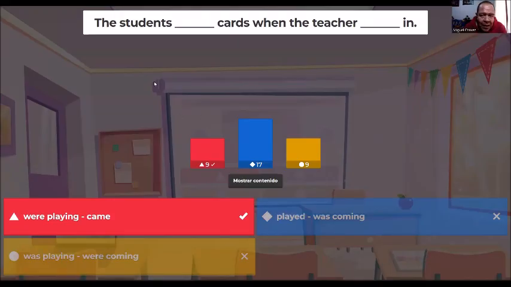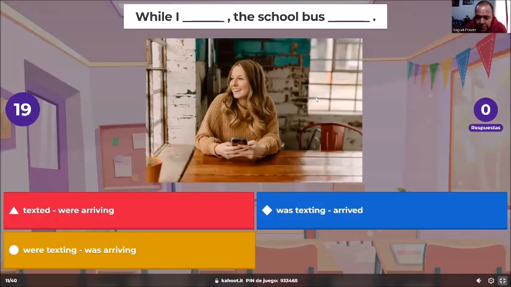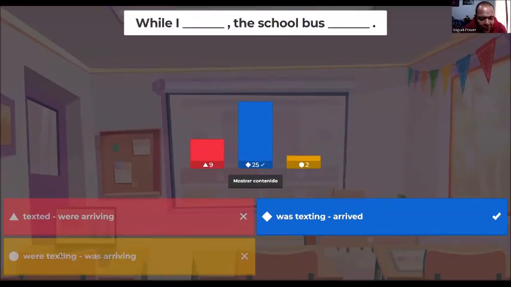The students were playing cards when the teacher came in. In this sentence, an activity is interrupted by another one. While I was texting, the school bus arrived.